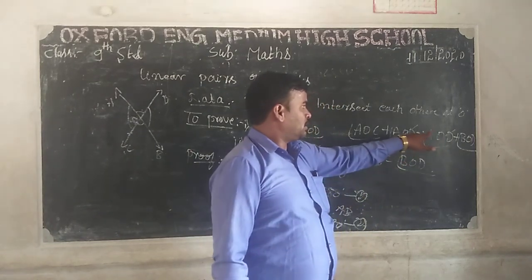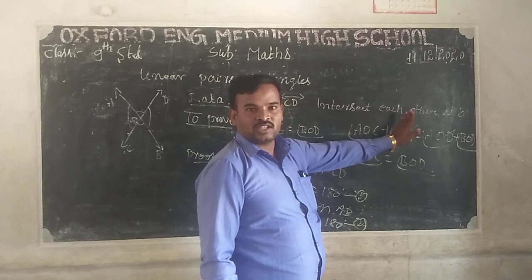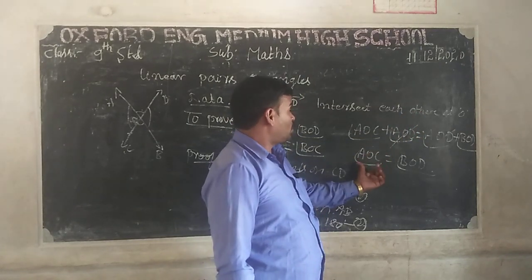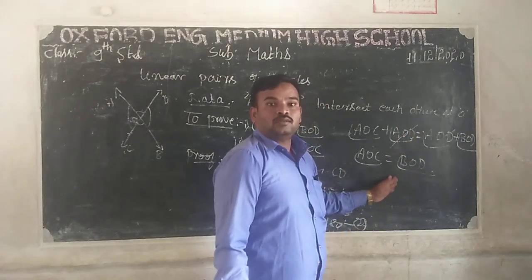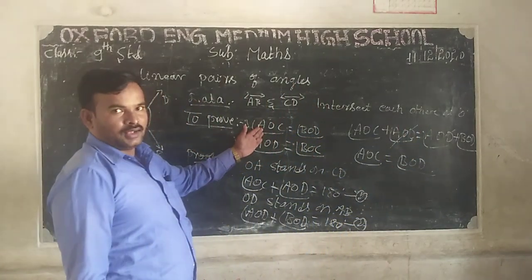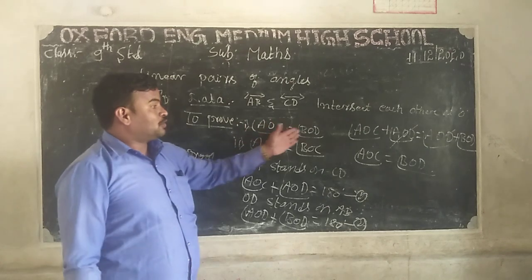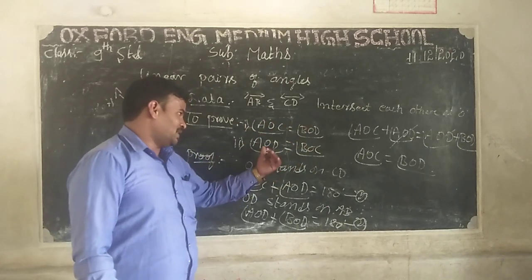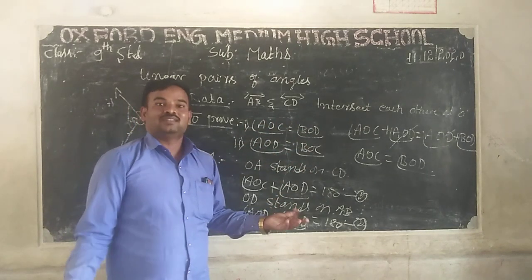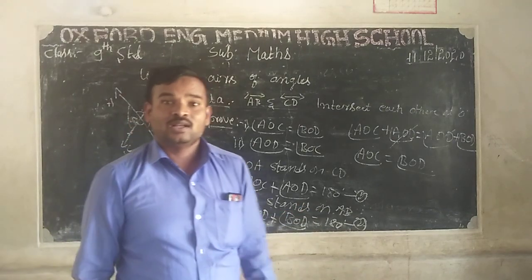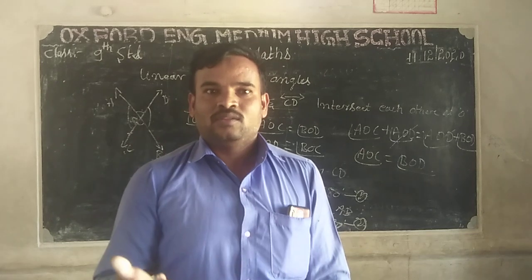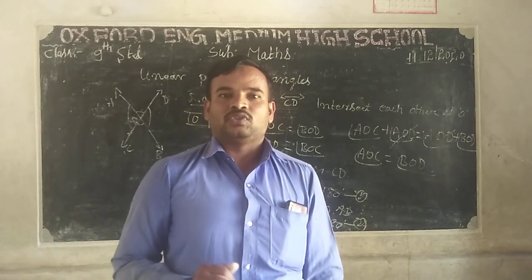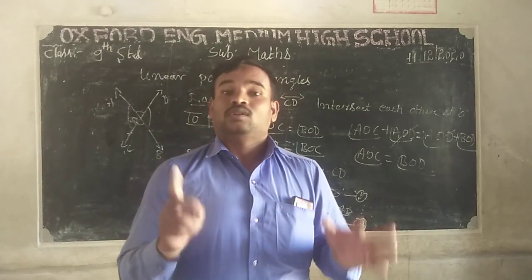Here AOD and AOD cancel on the LHS and RHS. The remaining is what? AOC is equal to BOD. Hence we have proved the first pair of angles, AOC is equal to BOD. Similarly, AOD is equal to BOC. That's it. Hence we have proved this theorem. If two lines intersect each other, then vertically opposite angles are equal.